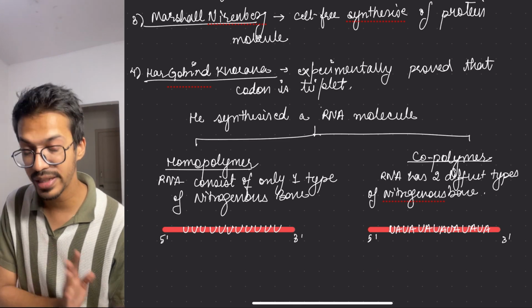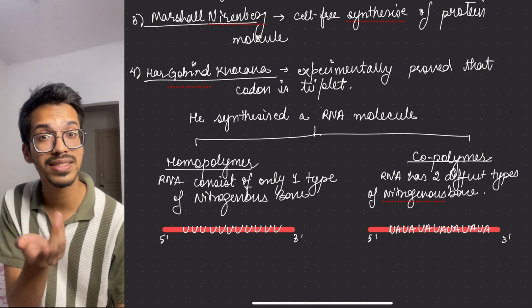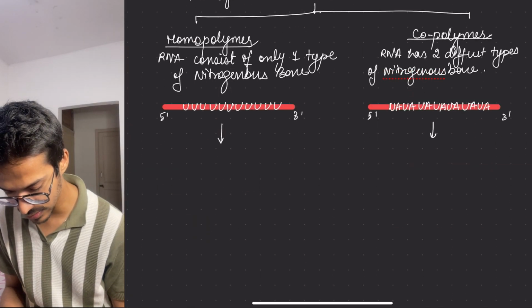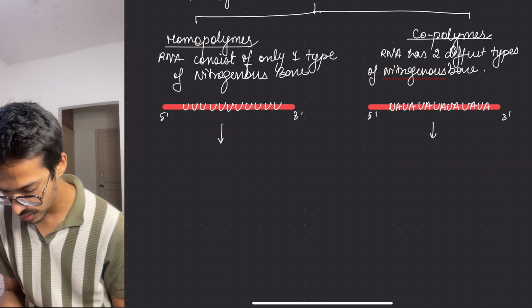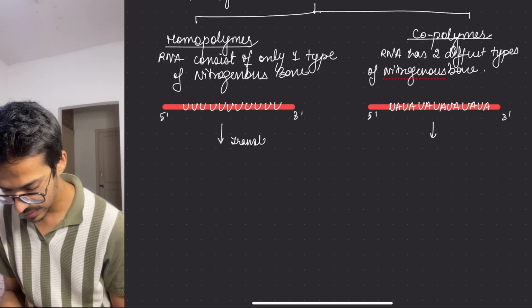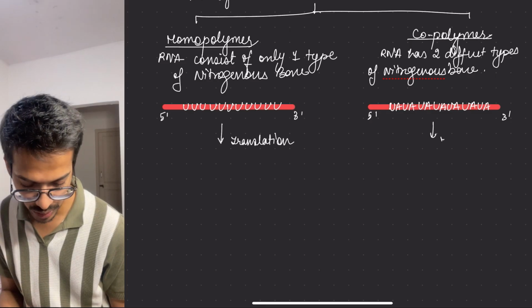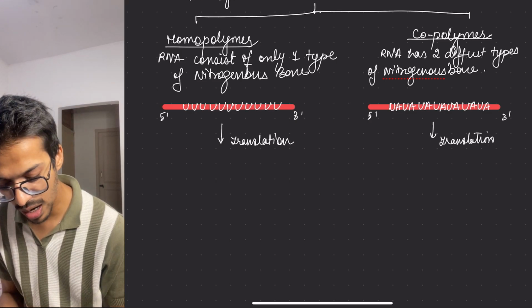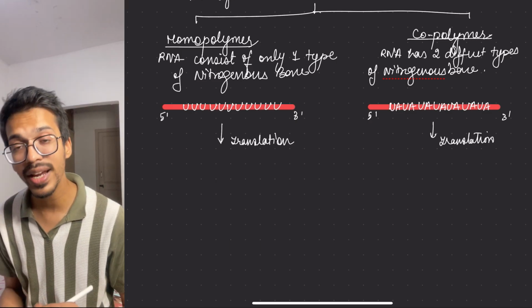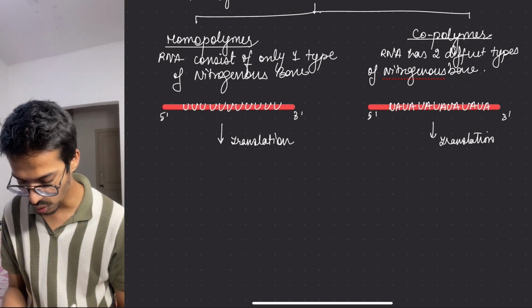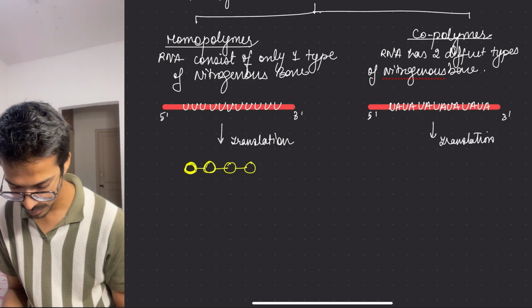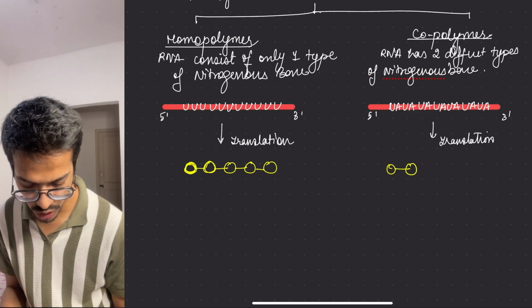Now, with Marshall's experiment, he can synthesize the protein also. So he let it undergo protein synthesis, that is, translation. So the next step was translation of this. Now after translation, what happened? You will get the amino acids accordingly, so this chain is being made. Here also, the chain is being made.